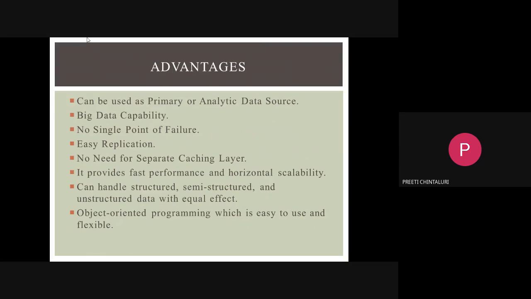There are some more advantages of this NoSQL database. It can be used as primary or analytical source. It has big data capability, no single point of failure. It has easy replication. There is no need for a separate caching layer. It provides fast performance and horizontal scalability. It can handle structured, semi-structured, and unstructured data with equal effect. Object-oriented programming, which is easy to use and flexible.